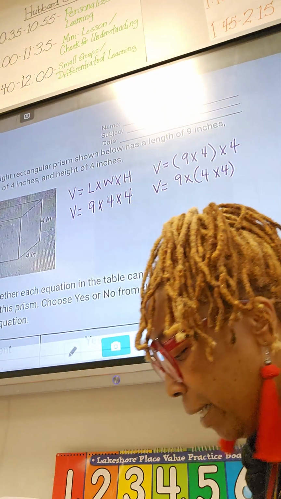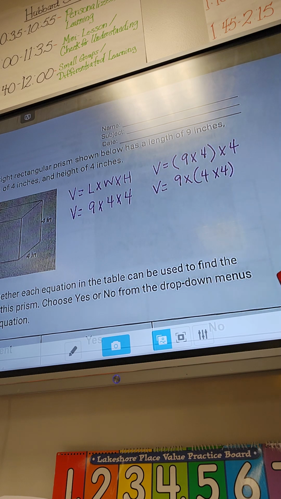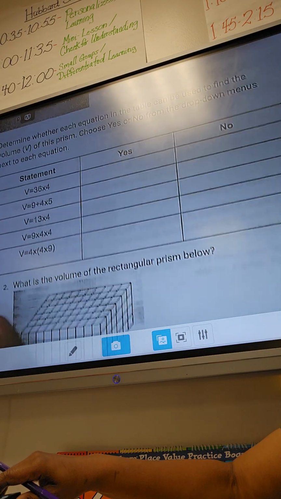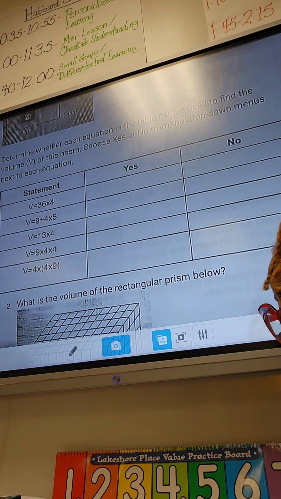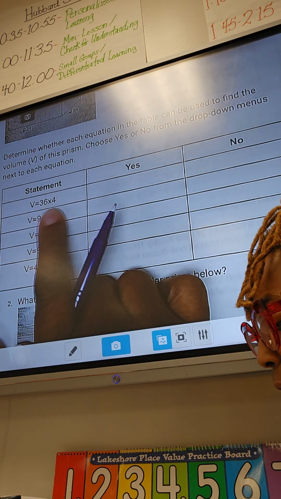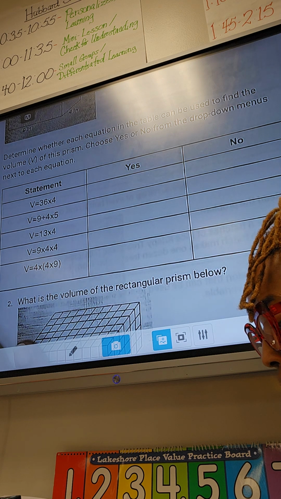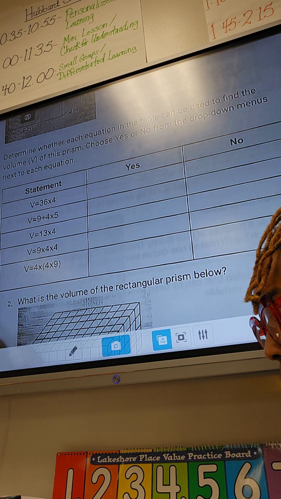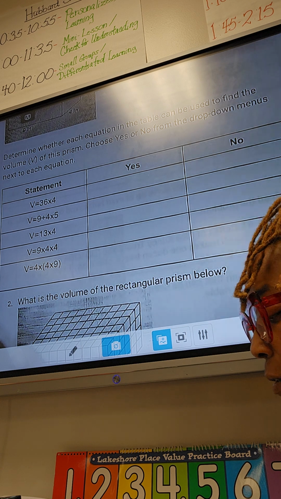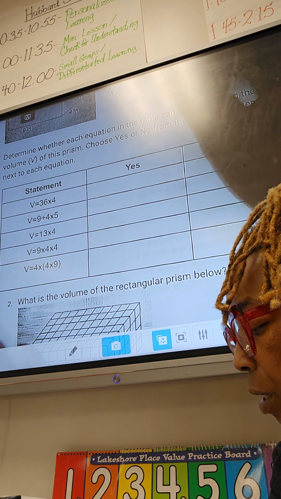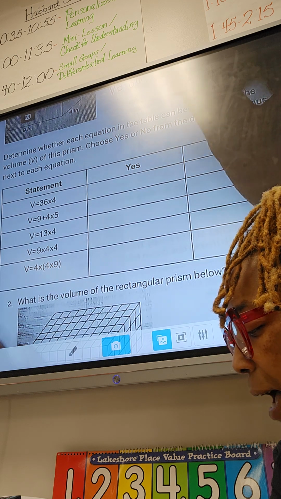Okay, all right, so let's look here. Let's look at the statements presented. We have V equals 36 times 4. Can I solve yes or no? No. I'm hearing yes and I'm hearing no. No, you cannot. Yes, you can. What is 9 times 4? 36. That is your base times 4.